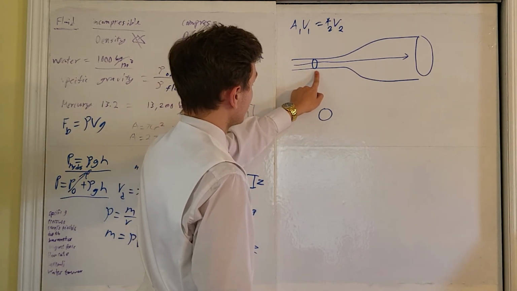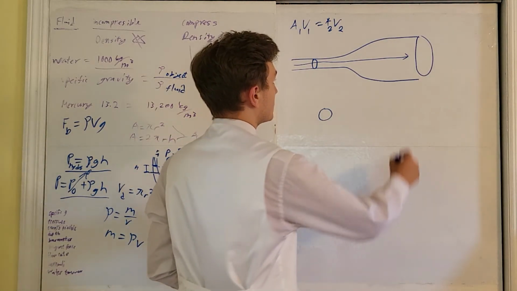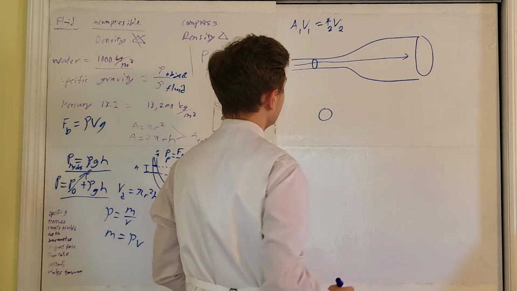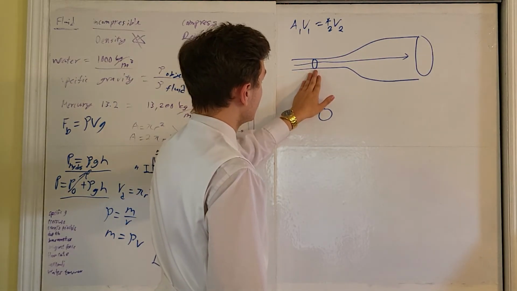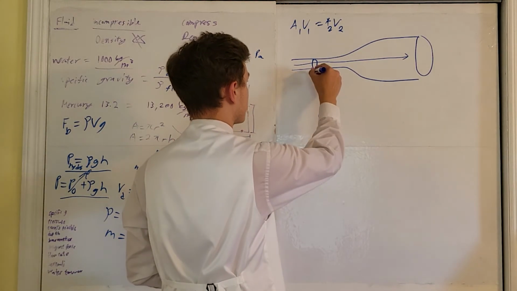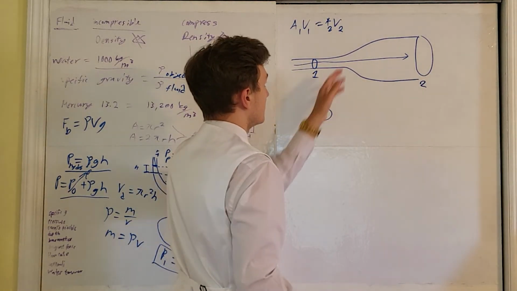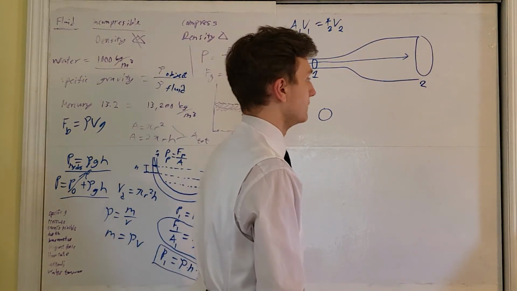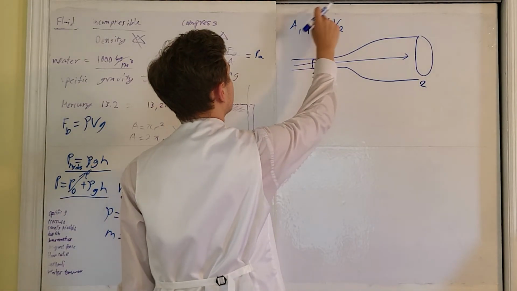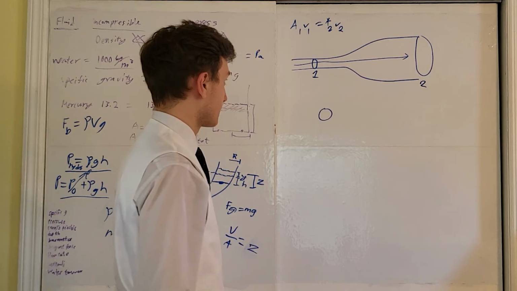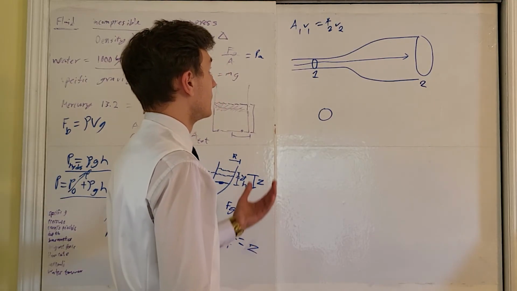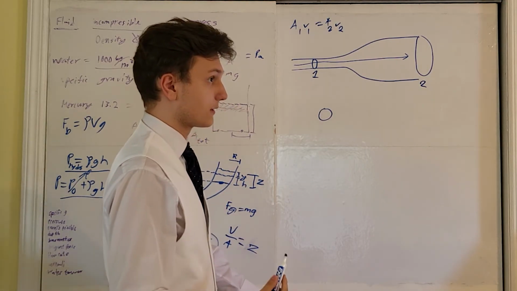It means the two-dimensional area here is A1, and the two-dimensional area here is going to be A2. The velocity of the fluid is going to be V1. This is my point 1, this is my point 2. The velocity of the fluid here is going to be V2. I should write these smaller. Big V is volume, little v is velocity. So simple equation. If I'm given 3, I solve for the 4th.